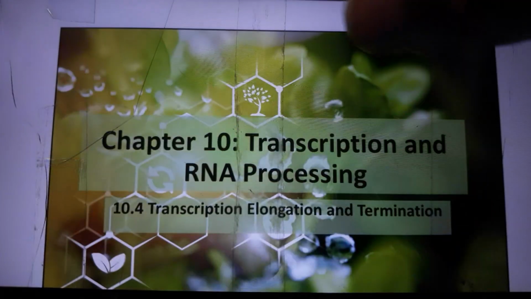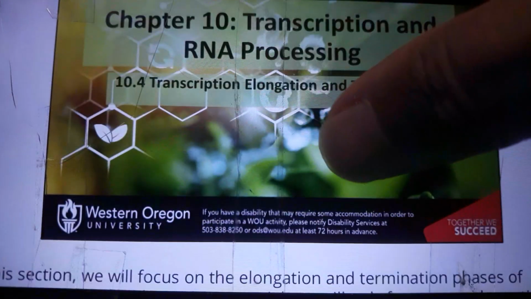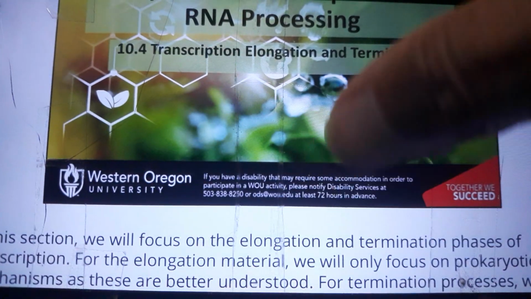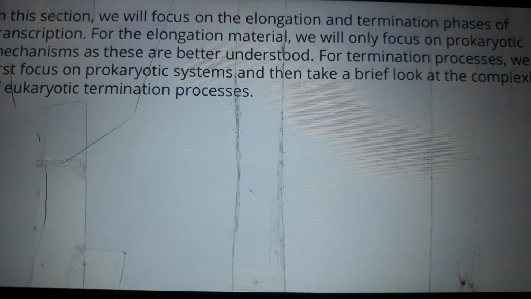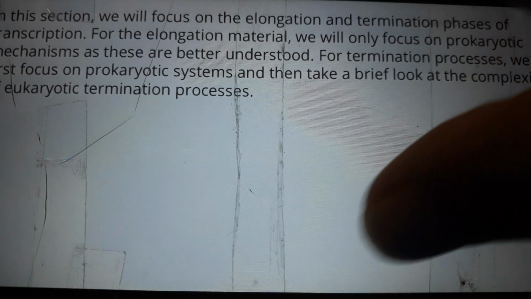The next topic is RNA processing: transcription elongation and termination. In this section, we will focus on the elongation and termination phases of transcription. For elongation, we will only focus on prokaryotic mechanisms as they are better understood. For termination, we will first focus on prokaryotic systems and then take a brief look at the complexity of eukaryotic termination processes.